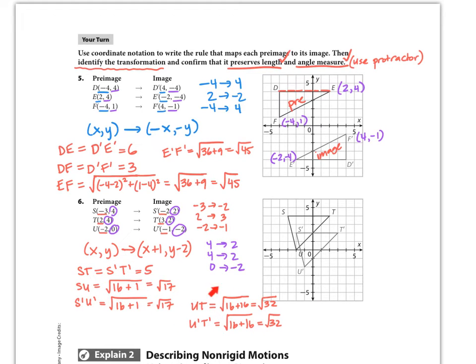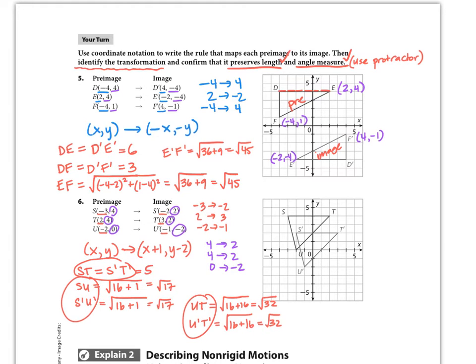I confirmed through my work here. I used the distance formula to show that the side lengths are preserved. So I got those two are equal, these two are equal, and these two are equal. I did skip quite a bit of steps when I was showing my work, so it's okay if you do the same, but just know what's going on, know how to use that distance formula, and be accurate with it.